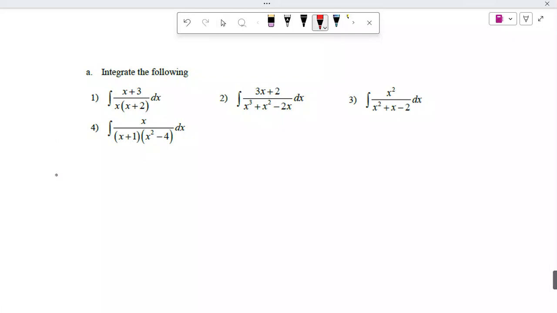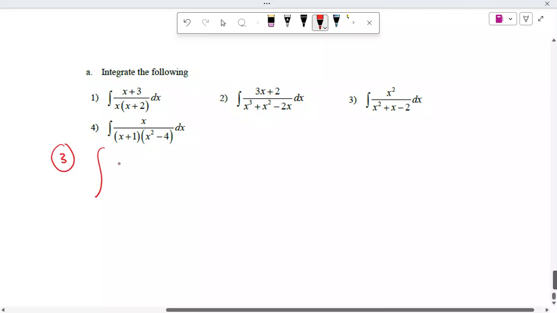So continue. Part 3 looks pretty simple. We have v, which is the integral of x squared over x squared plus x minus 2 dx. We just have to factorize the denominator first of all. You remember this one looks the same as the one we had previously, x squared plus x minus 2.